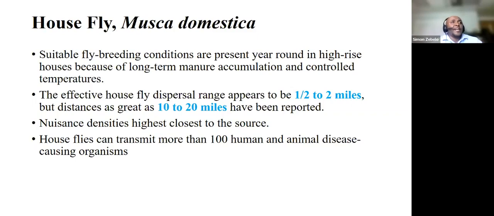The effective housefly dispersal range appears to be from half a mile to 2 miles, but distances as great as 10 to 20 miles have been reported. So imagine, if 10 to 20 miles is reported, the nuisance of these flies could be not just limited to 2 miles. It may go up to 10 miles, 20 miles, okay? The nuisance density is highest closest to the source, closest to the poultry operation.